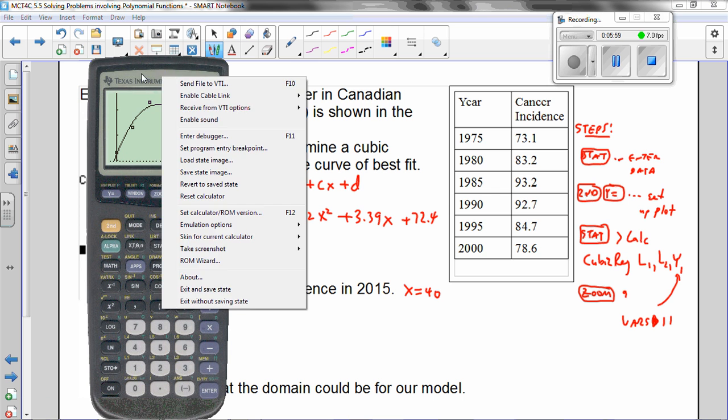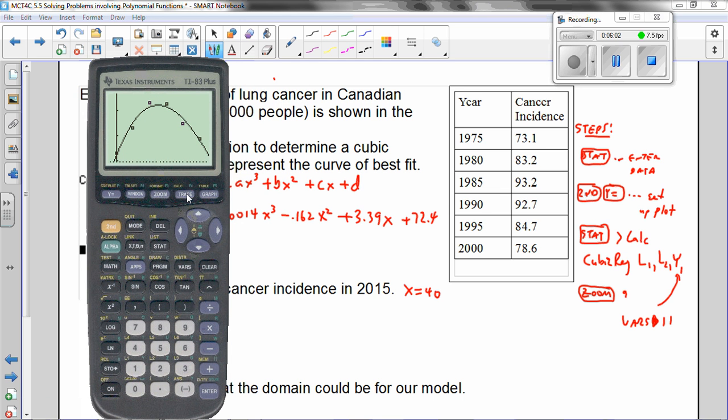So on the graph, if I press trace, notice right now I'm on the plot. I have to jump up to the line, and now I'm on the line. I have to look for 40, right? And if I type in 40, which I'd love to do because it would jump right there, it says it's invalid. It's invalid because the window settings only went up to 2000, right? This is 2015. If I type quit and then window settings, if I change this so it's over 40, then I'll be golden.